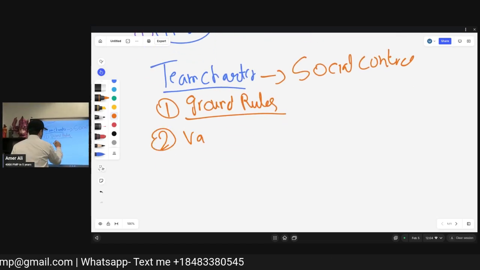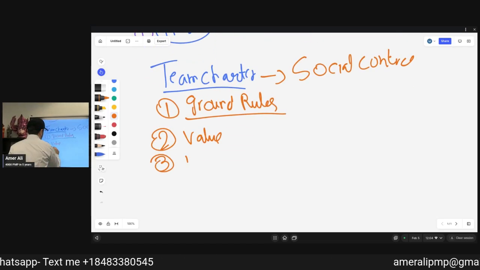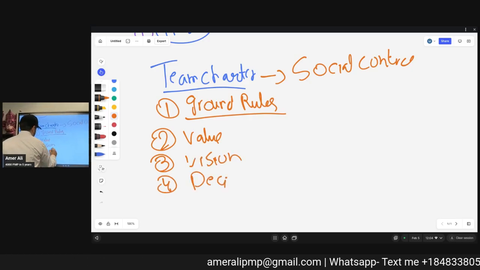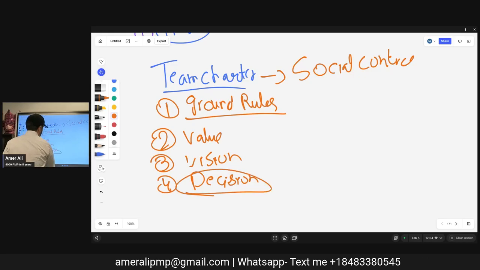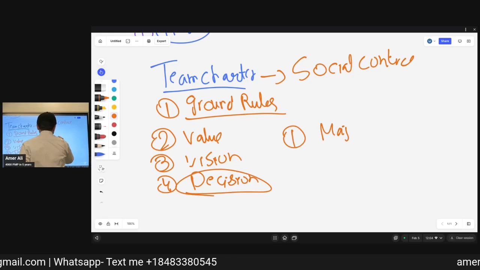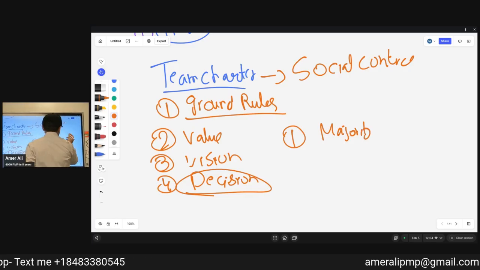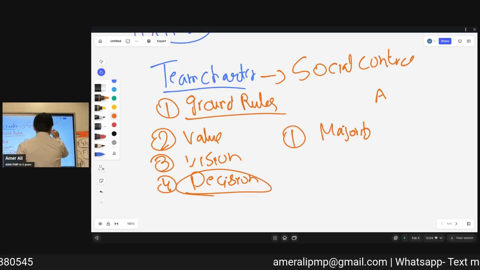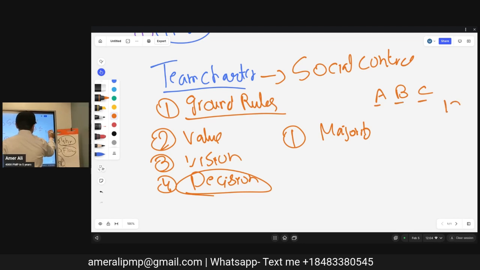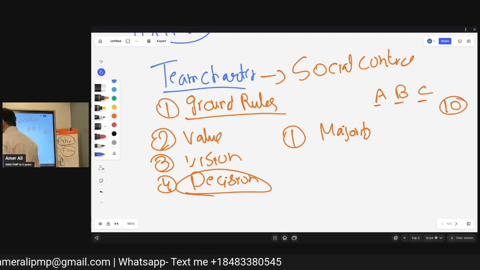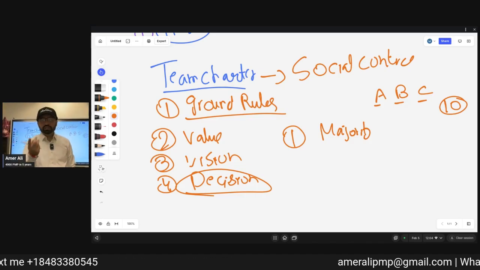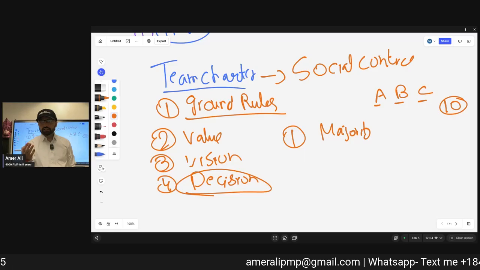What values do you follow? What vision do you have? How do you make decisions? For example, do you make decisions on majority? Let's say there are 3 options, A, B, C. There are three teams and there are 10 votes. Shall I do A? Shall I go and eat pizza, burger, biryani? A is pizza, B is biryani, etc. It can be like company policy.